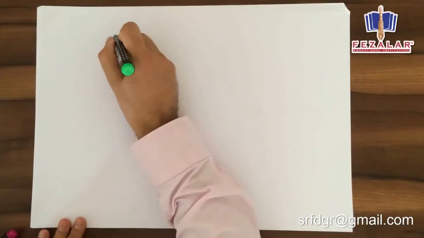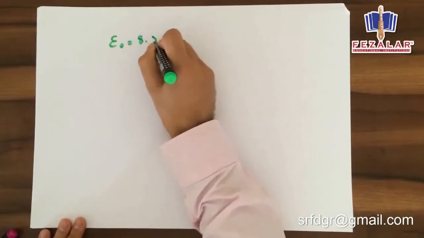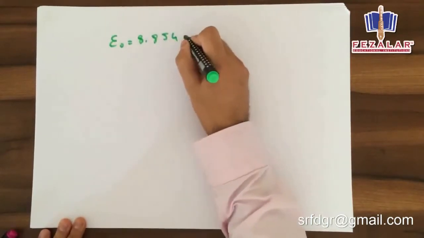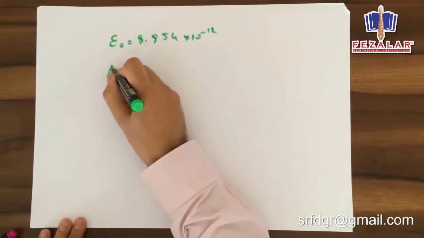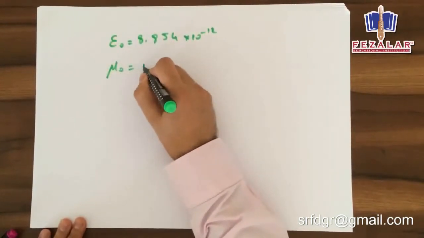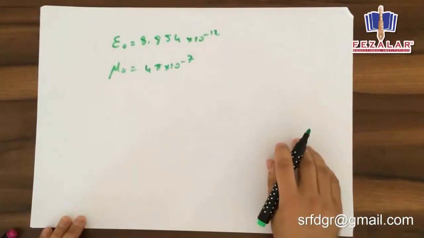The electric permittivity of vacuum is 8.854 times 10 to the minus 12, and the magnetic permeability of vacuum is 4 pi times 10 to the minus 7.